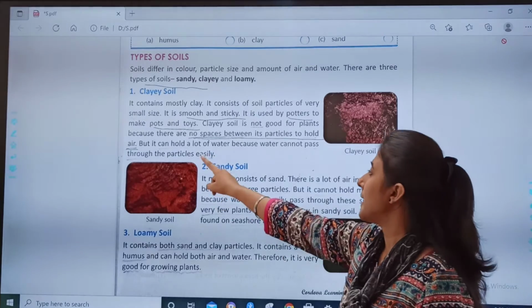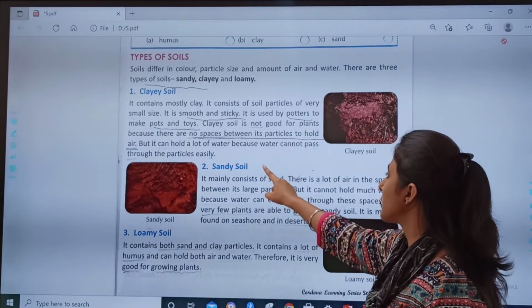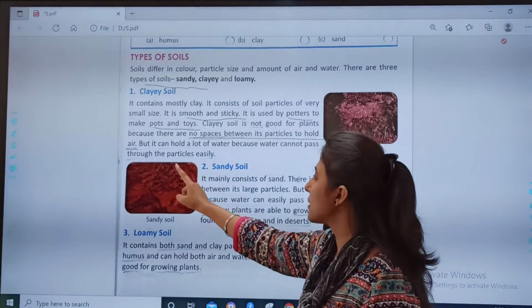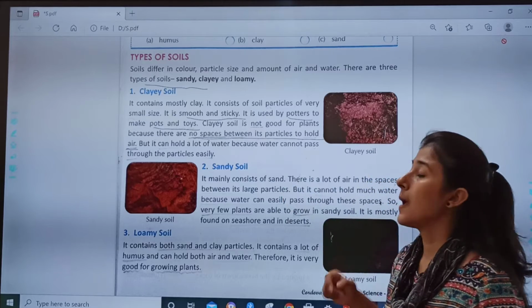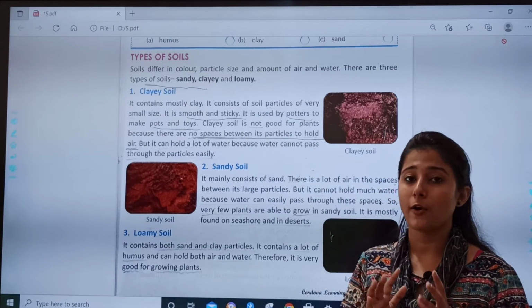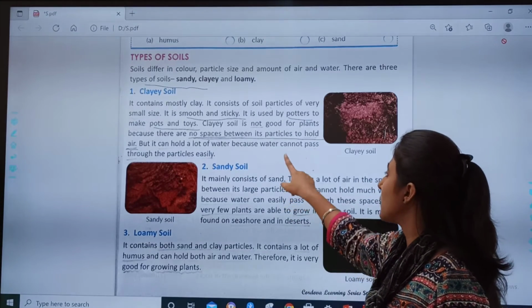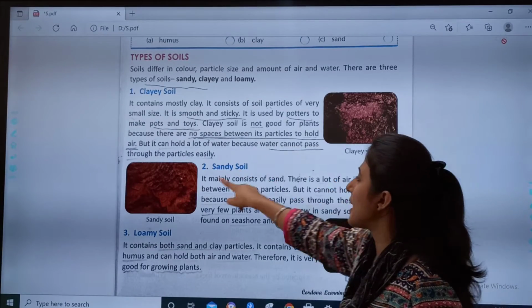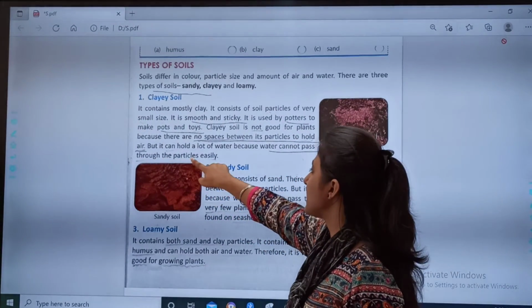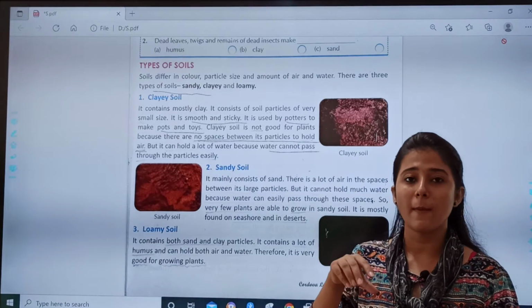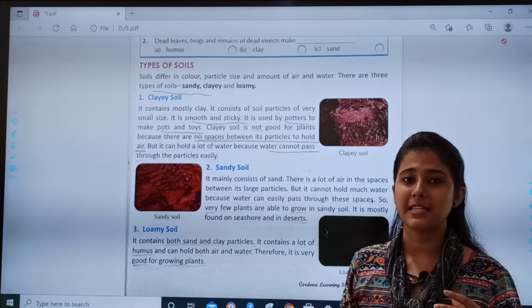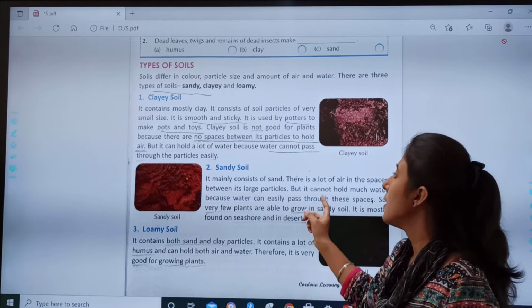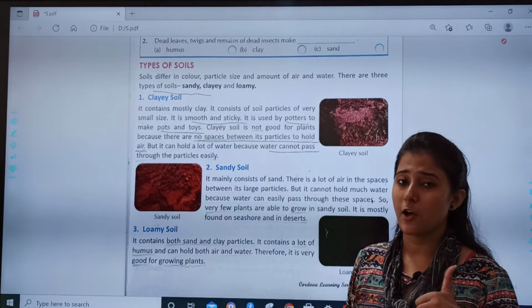But it can hold a lot of water because water cannot pass through the particles easily. But clay soil में क्या होता है? Lot of water. Why? Because water cannot pass through the particles easily. अगर आप clay soil में पानी डालोगे तो उसके particles से easily pass नहीं हो पाएगी. So it is said that water cannot pass.